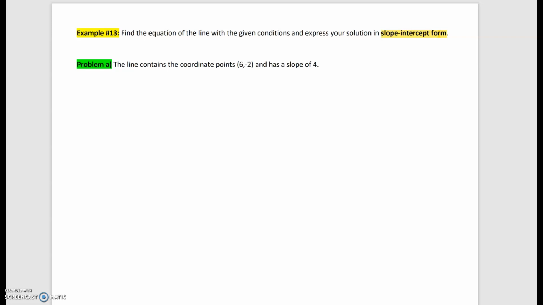On this first problem, you're given a coordinate point which you could label as x and y, or technically x1 comma y1, and then the value of m is equal to 4. With these two conditions, they want us to write the equation of the line in slope-intercept form. So in this case, they want it as y is equal to mx plus b.